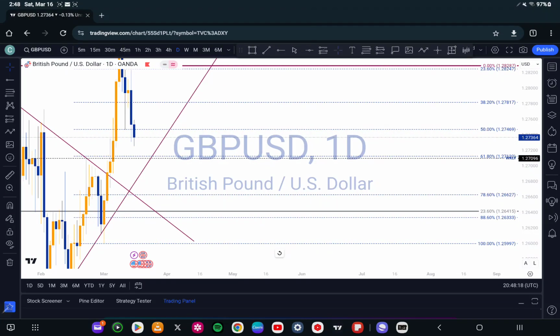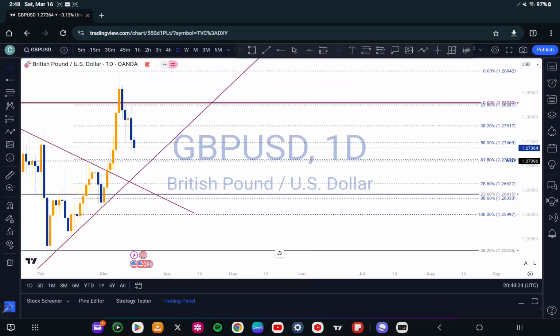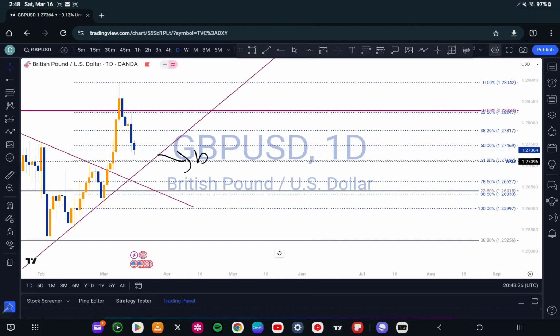So there's a possibility that I'll be looking for an entry right around this here, right here, to push to the upside. So as long as we are below the trend line, I'm biased towards buy. So as long as we are below it, I'm biased towards the buy.